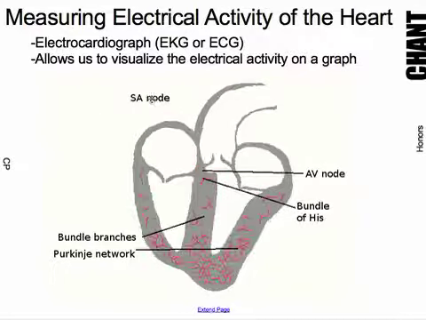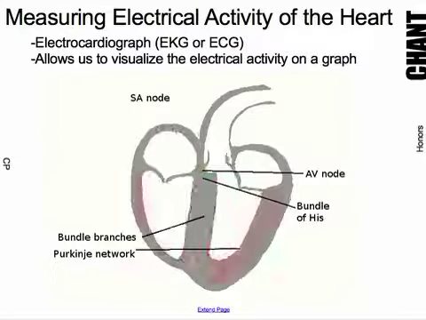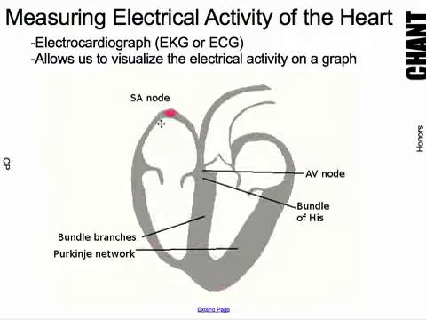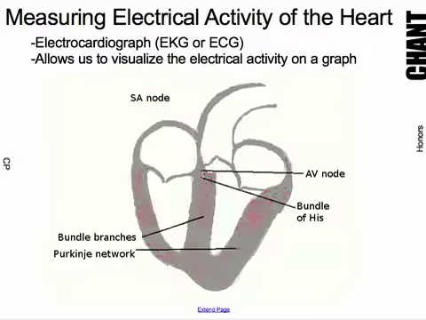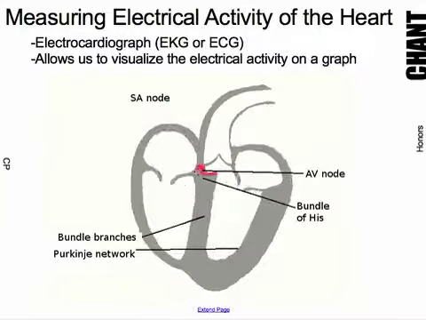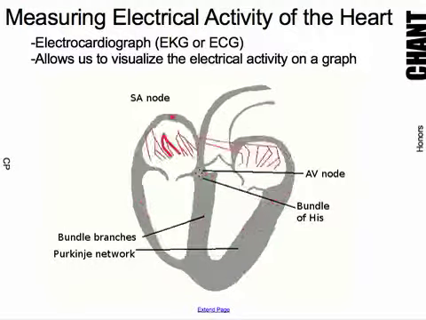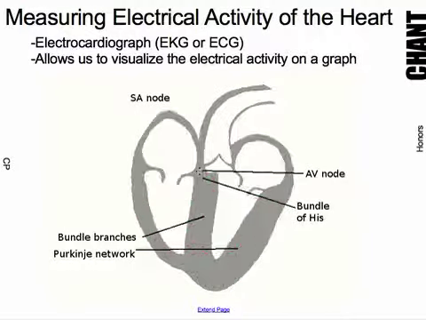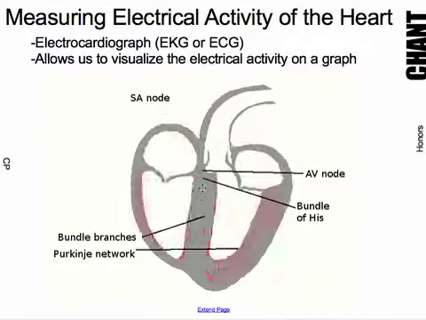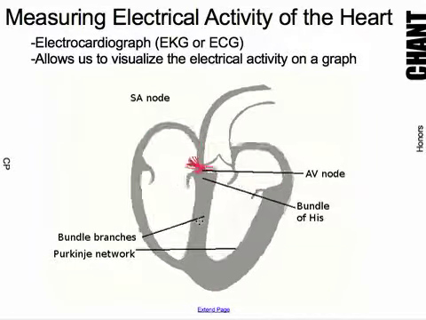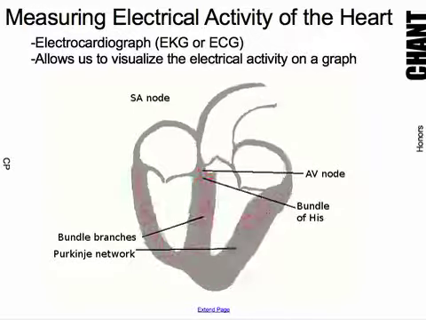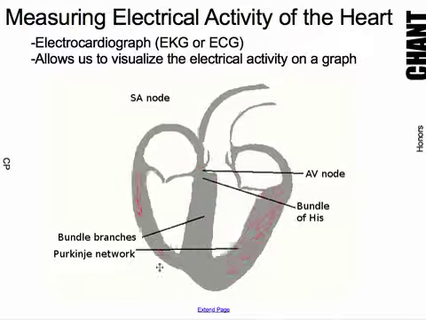The SA node is called the pacemaker of the heart, and it's located in your right atrium. When it sends an impulse, it sends it to the AV node, or the atrioventricular node, that's located right here between your right and left atria, right before it gets to your ventricle. Then it goes to the bundle of His, or AV bundle, and then the bundle branches, and then the Purkinje fibers. The Purkinje fibers are going to cause a contraction of your ventricles.